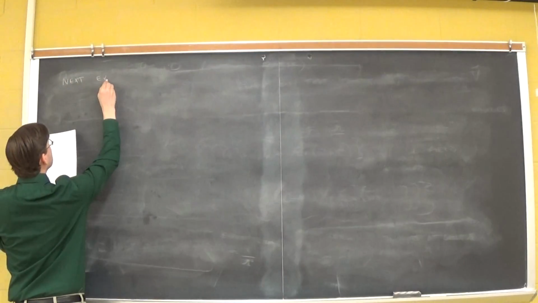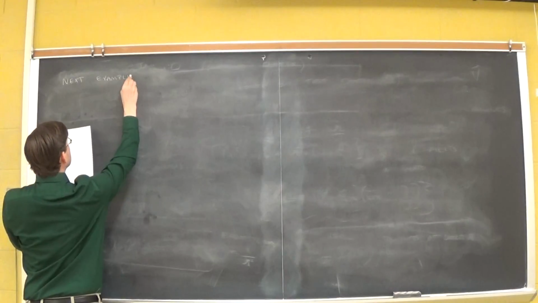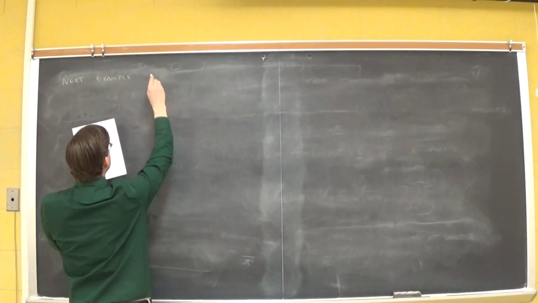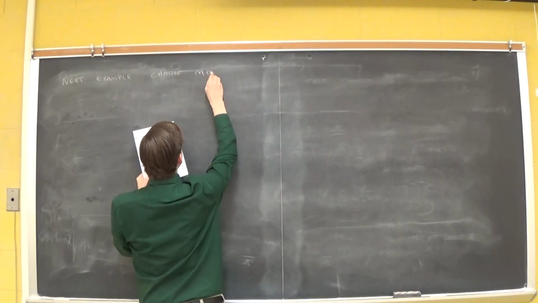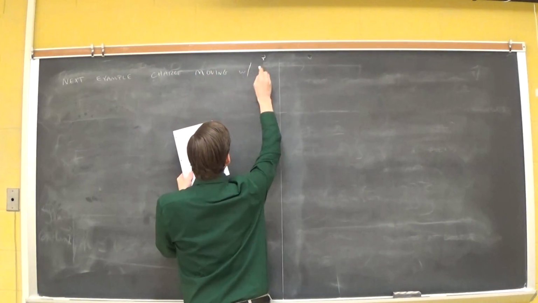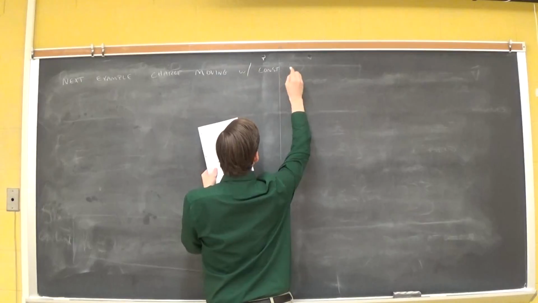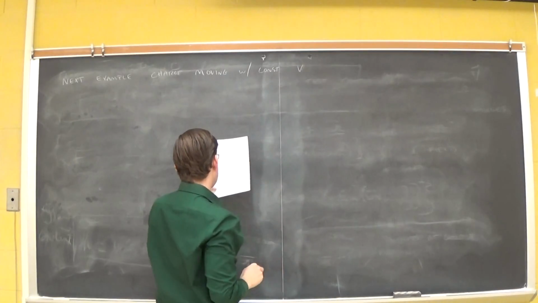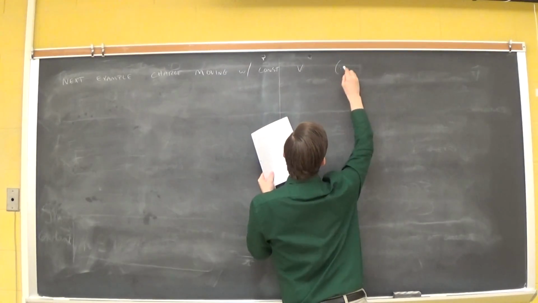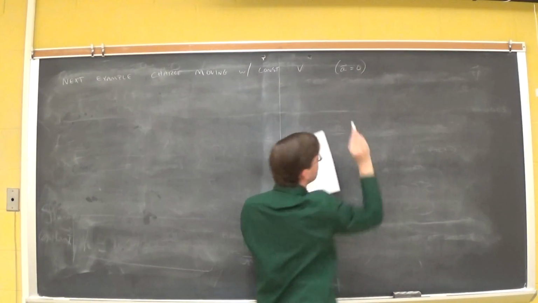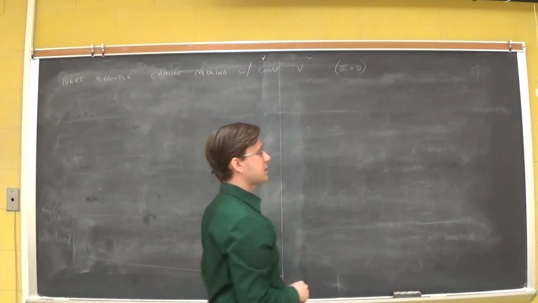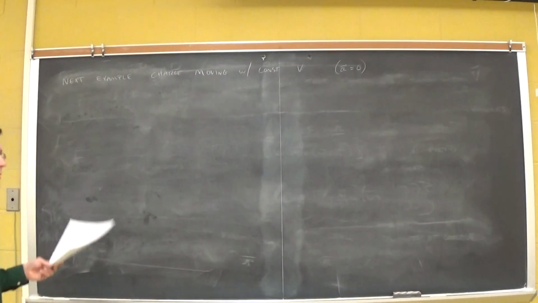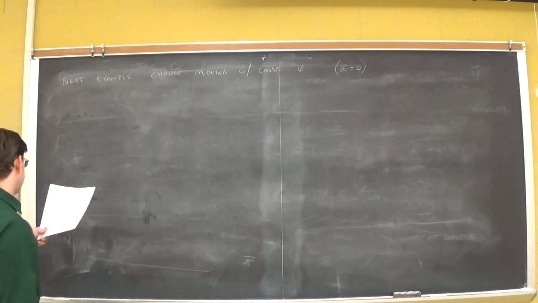is our next example. I want to look at a charge moving with constant velocity. Okay? And in this case, the acceleration is still equal to 0. Okay, so we just have a uniform motion, constant velocity charge moving, and we're interested in the electric and magnetic fields.